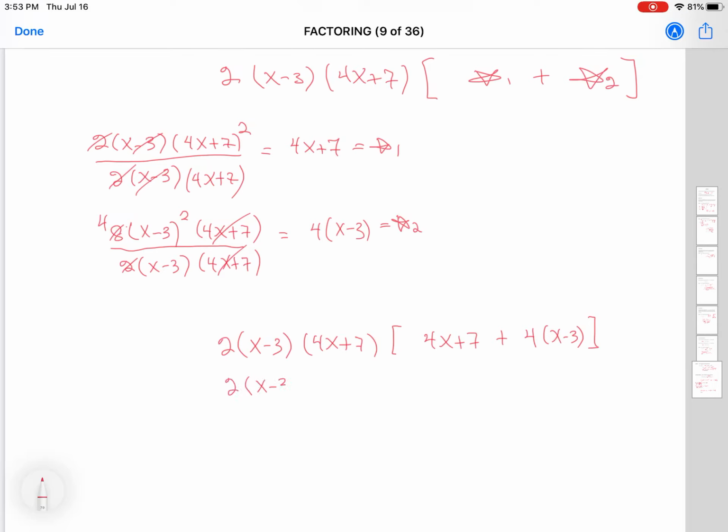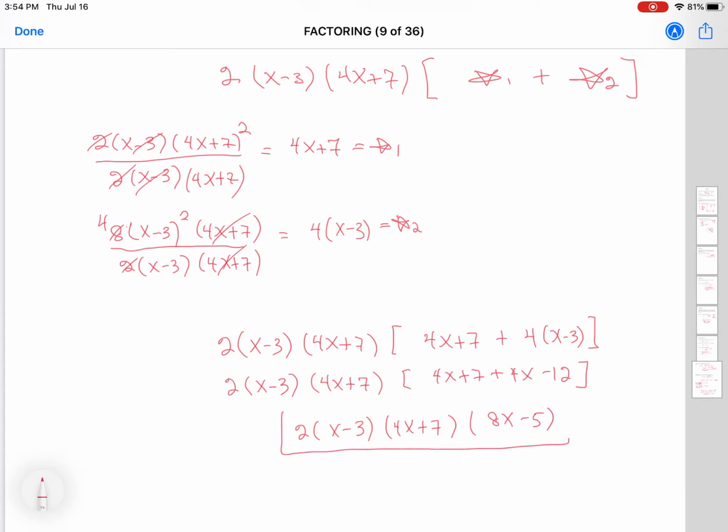Perhaps we can expand what's in the square bracket and collect like terms to make it look a little better. So what do we got here? 4x plus 7 plus 4x minus 12. Final answer: (4x plus 7)(8x minus 5). And that is the final answer to this summative problem.